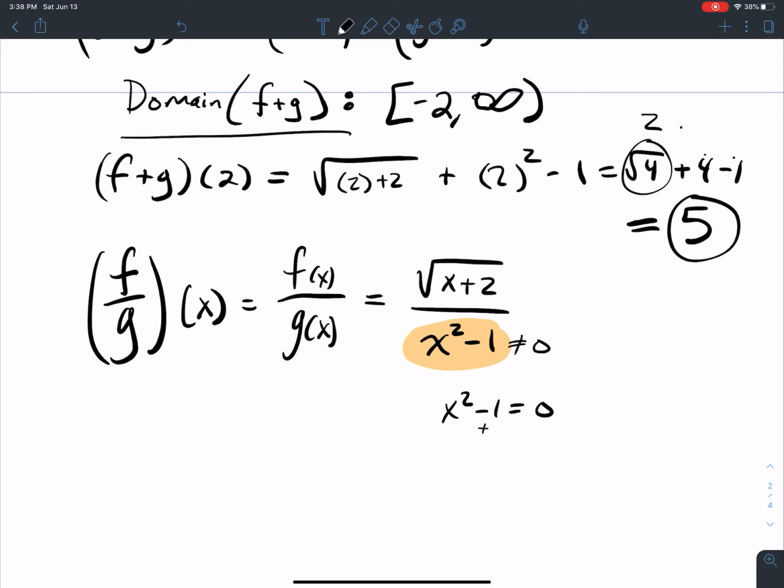Now, how do I do this? I'm going to add 1 to both sides. I get x squared equals 1. If I square root, I get a plus or minus. Square root of 1 is 1, so it's plus or minus 1. So bad values are plus or minus 1.